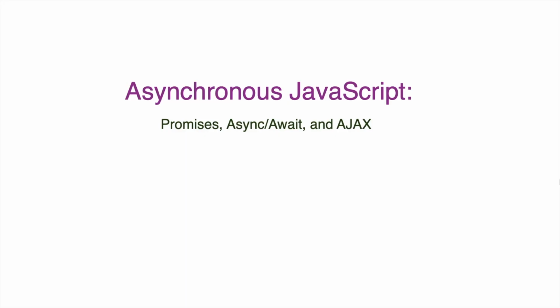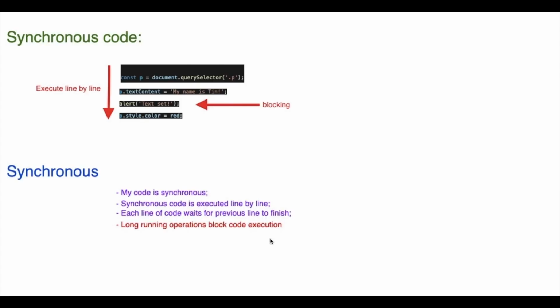Let's start this by understanding what asynchronous JavaScript actually is, and also learn about the most popular use cases of asynchronous JavaScript, which is basically to make so-called AJAX calls to APIs. Now, to understand what asynchronous JavaScript code actually is, we first need to understand what synchronous code is. So basically the opposite of asynchronous.